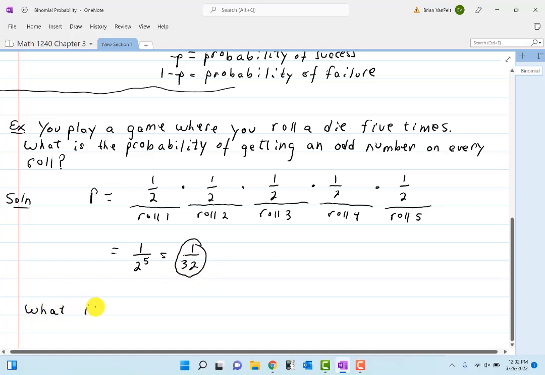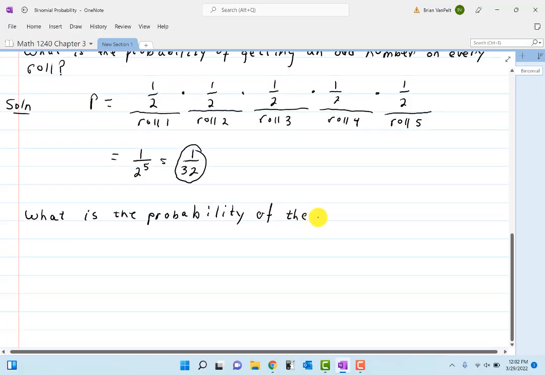What is the probability of, let's call it the outcome? I want to roll a 6 twice, so 2 6s and then 3 3s. So what's the probability that I get 2 6s and 3 3s? Well, in that order. So we can do the same thing as before.